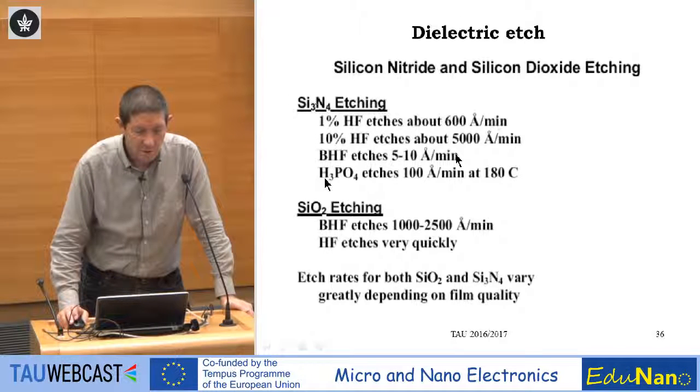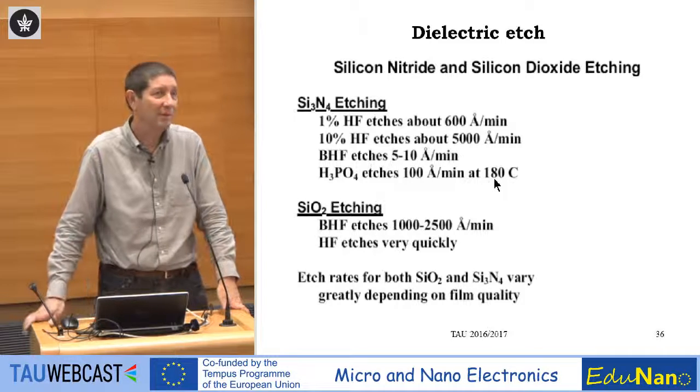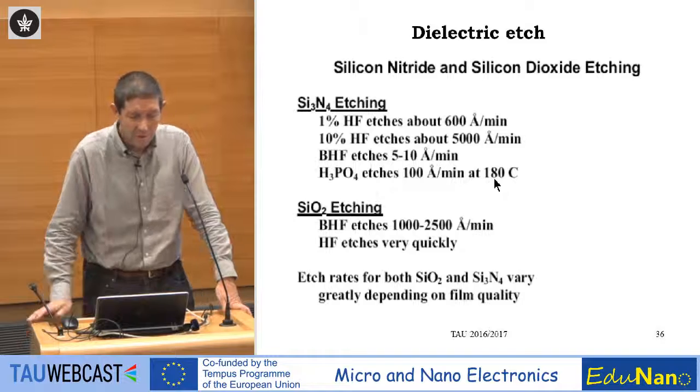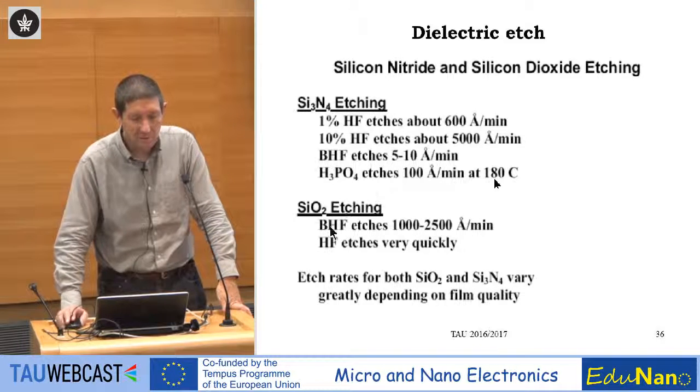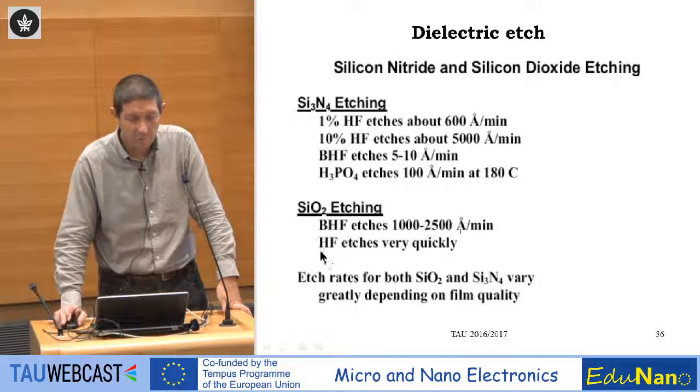Another way to etch nitride is to use phosphoric acid, and this one etches about 100 angstrom per minute at 180 degrees Celsius. This is a little drawback. You have to heat up the phosphoric acid, but it's a common process. It gets very nice etching. Oxide etch is very simple. Buffered HF, you etch 1,000 to 2,000, 3,000 angstrom per minute.